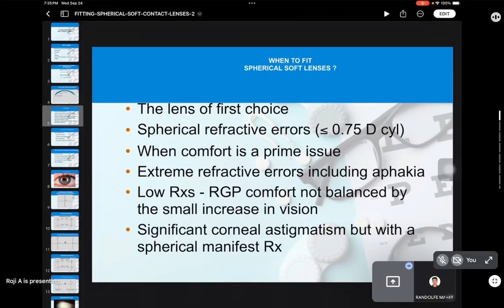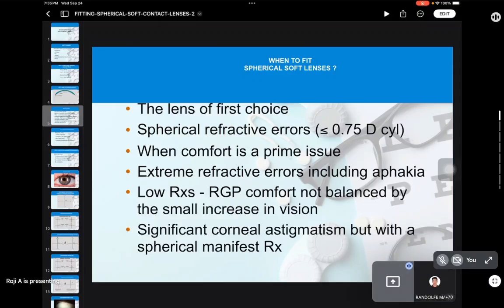essential to give cylinder. But try to understand this is also a case to case basis based on the sensitivity of a patient. Some patients are most likely dependent on how sensitive they are. Even a 0.25 can be something significant for others, while others can tolerate as much as 0.75. When comfort is a prime issue, we want, of course, the soft for its most comfortable feel.